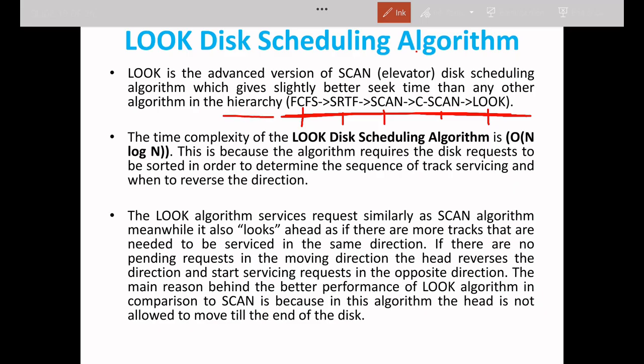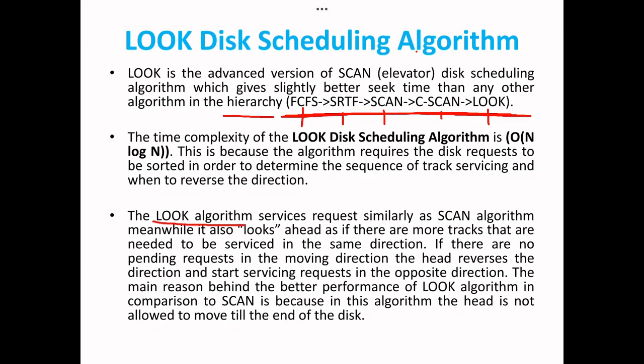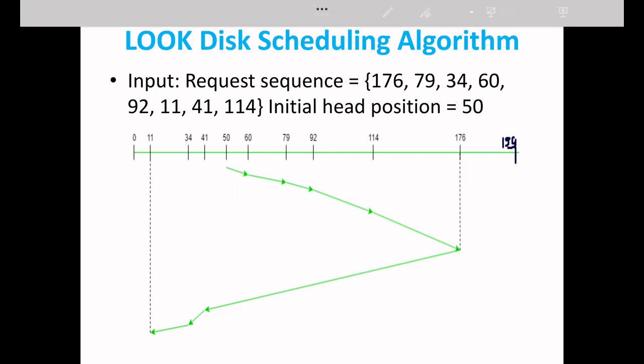So the time complexity is the same here also, n log n for the optimization, and otherwise it is order of n square. So the look algorithm, how it is working, I will show. Now see here, I am going in one direction and I am serving each and every request. I am serving this, I am serving this. If there is a request, I serve.